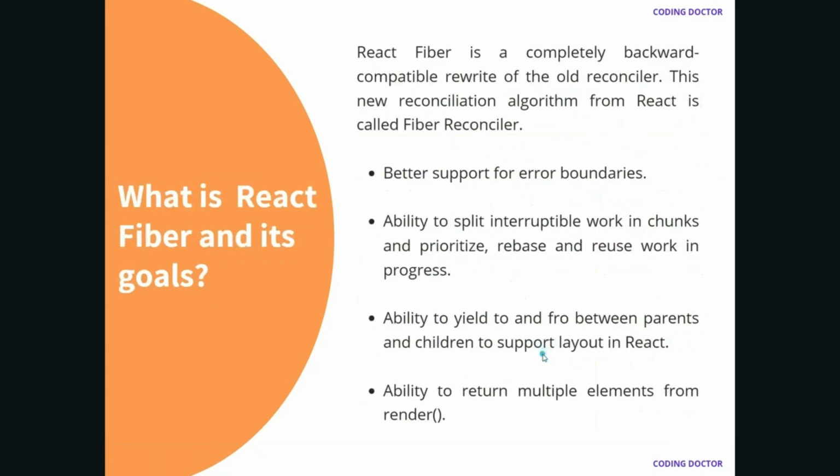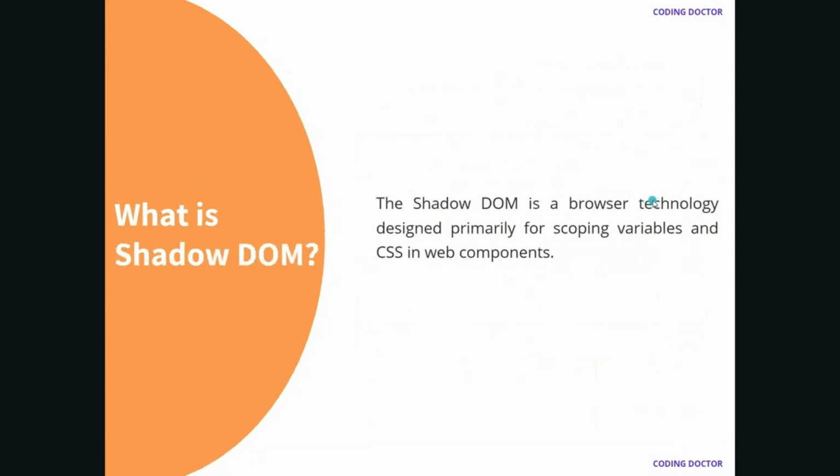Next question is what is React Fiber and its goal? It's a completely backward compatible rewrite of old reconciler, better support for the error boundaries. Next question, what is Shadow DOM? It's a browser technology designed primarily for scoping variables and CSS in web components.